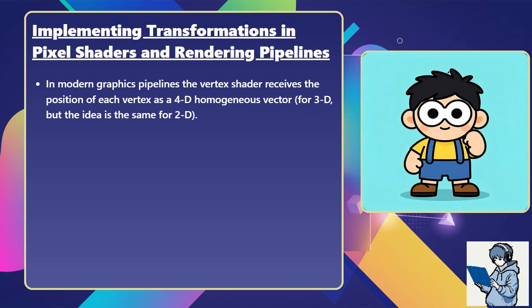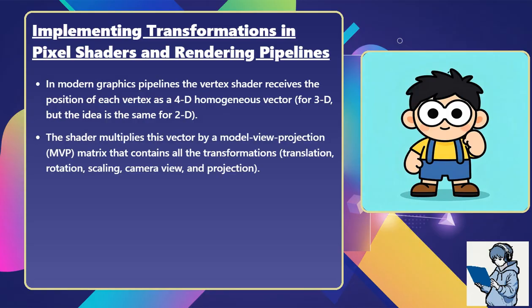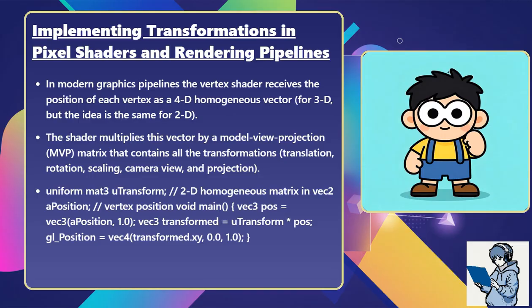In modern graphics pipelines, the vertex shader receives the position of each vertex as a 4D homogeneous vector for 3D, but the idea is the same for 2D. The shader multiplies this vector by a model view projection matrix, MVP, that contains all the transformations: translation, rotation, scaling, camera view, and projection. Uniform mat3 u_transform.